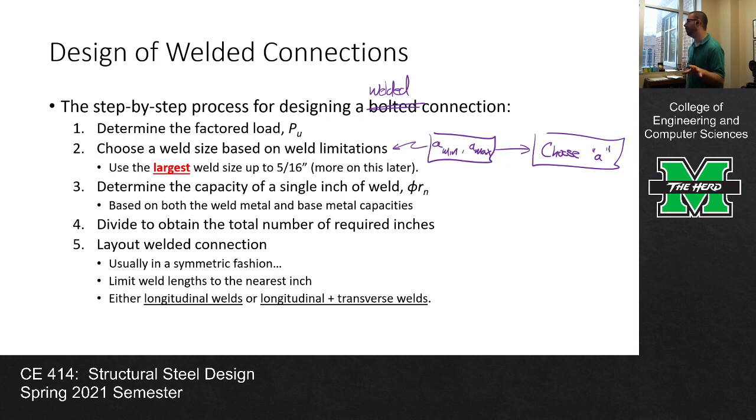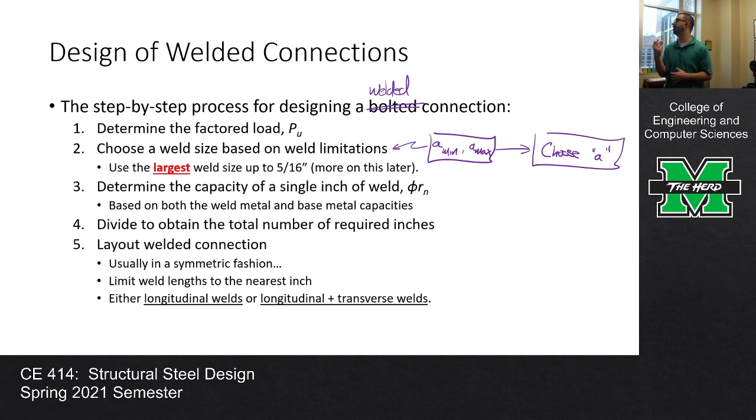I'll talk about this a little bit more later, but the reason why is the larger the weld size, the shorter the weld length. If you have a really, really tiny weld size, you need a long weld length in order to develop that capacity. Whereas if you go with a really big weld, you don't need as much of it. If you're talking about depositing weld, the more economic weld comes from the shortest weld, right? That's the cheapest. So you want to keep the weld as short as possible. To keep the weld as short as possible, you need a big weld.